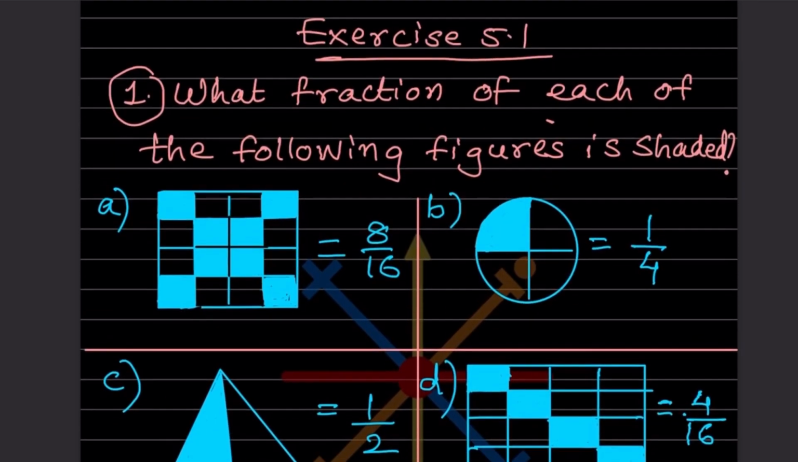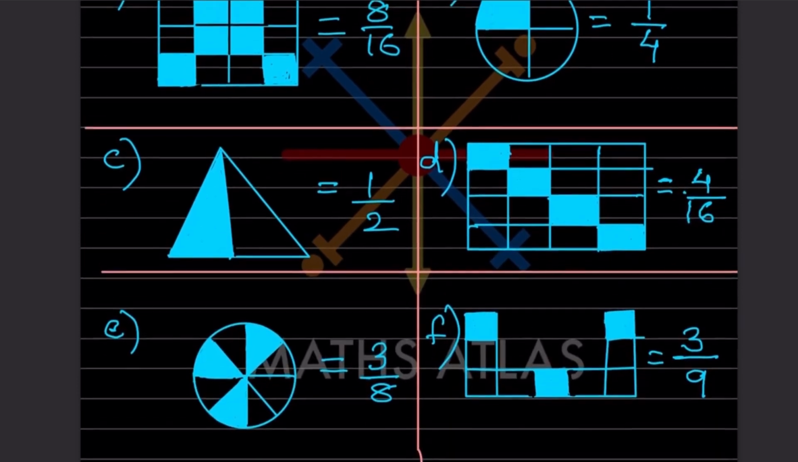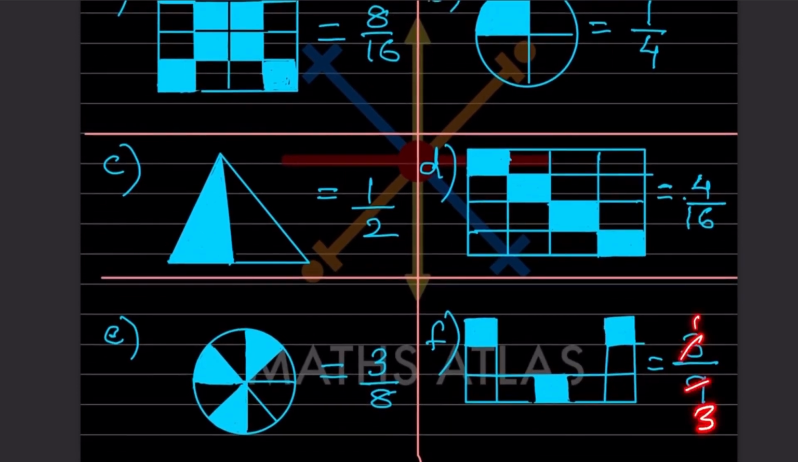Here again, you can write these fractions in the simplest form. 8 ones are 8, 8 twos are 16, so that will be 1 by 2. Now here also we can make it 2, 4 ones are 4, 4 fours are 16, so that will be 1 by 4. Here it will be 3 ones are 3, 3 threes are 9, that will be 1 by 3. The rest don't change. Okay.